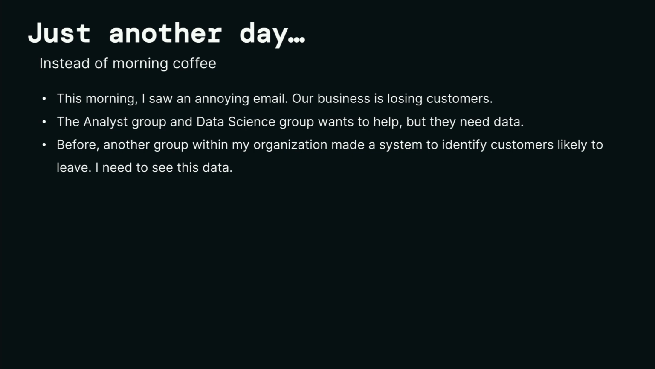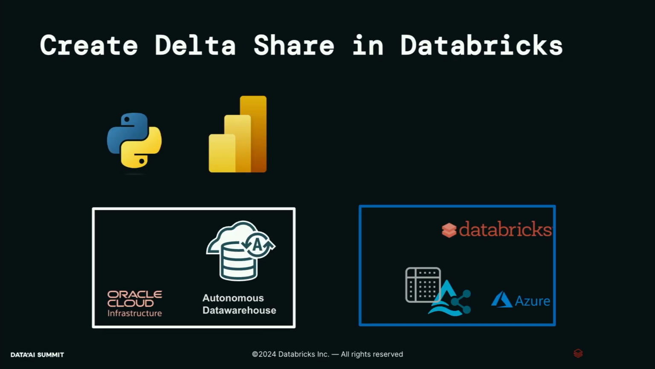So with that said, one day, instead of morning coffee, I got an annoying email. Our business is losing customers. What I need to do is ask my analyst and data science team to help me find out why, but they need data. I know that some data sets are in Databricks, and Databricks folks in the past did some research and tried to predict customers who are willing to churn, but data is siloed in Databricks. I have some transactions in my Oracle database, and I need to combine data sets from those two entities and provide it for Power BI and Python.